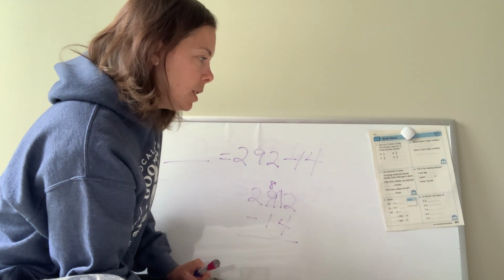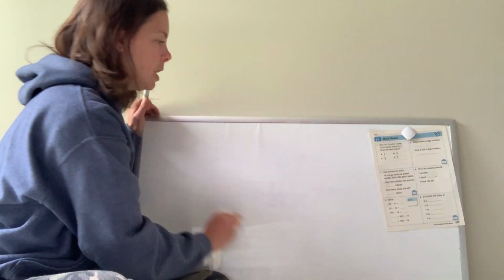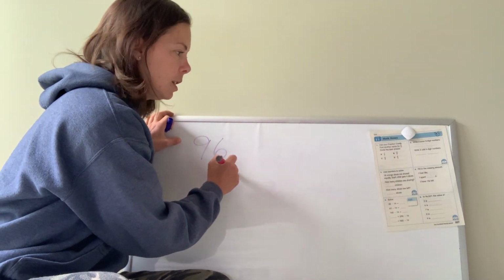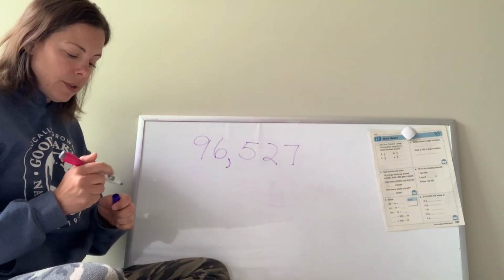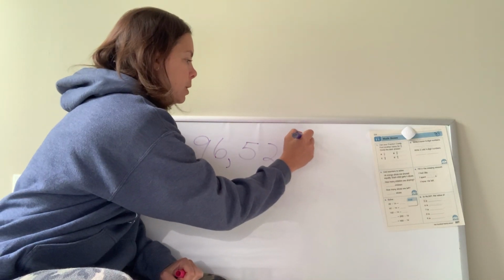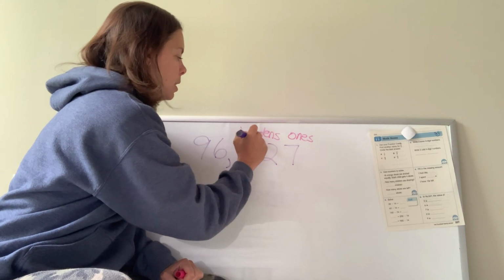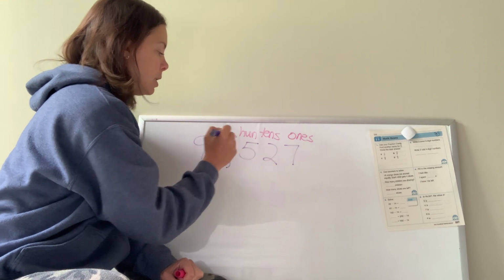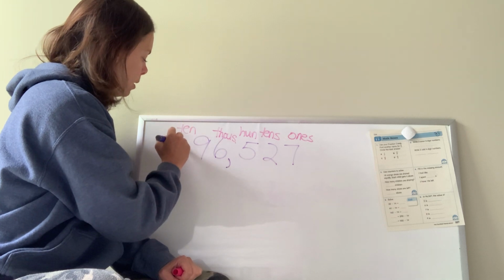And number 6, they gave you a huge number in the thousands. It's in the 96,000s. So 96,527. These are all the same things we've already learned about numbers. This is the ones place. This is the tens. This is the hundreds. This is the thousands. And then they call this the 10,000s.